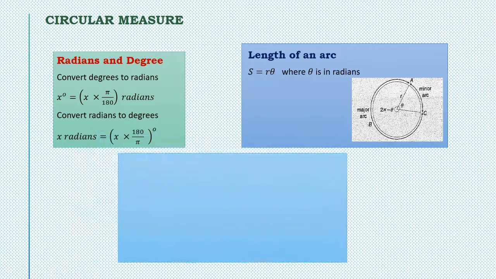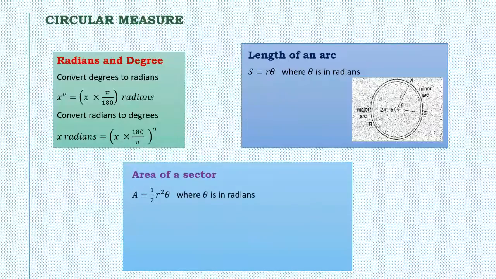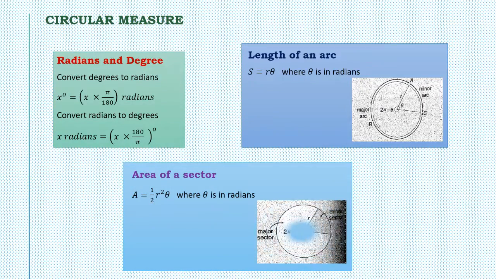And the last one that you need to know is the area of a sector. Again, you have a minor sector and a major sector. Same thing, your angle will be theta if it's a minor sector. In a major sector, you put it as 2 pi minus theta. And remember, your theta here is in radians. Pi is given as 3.142. So your area is given as half r squared theta. So these are the 3 things that you need to know for circular measure.